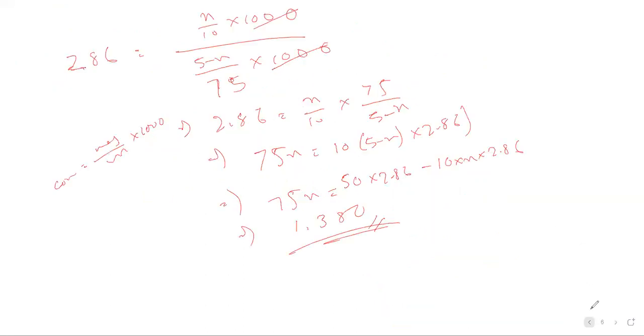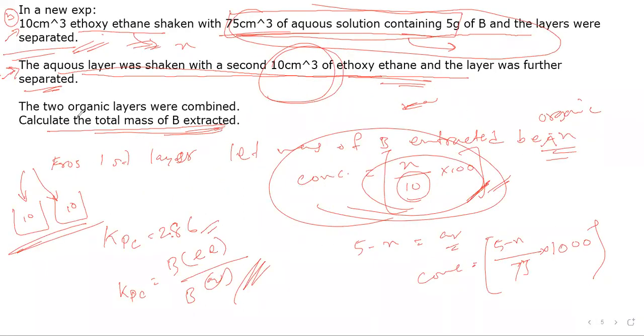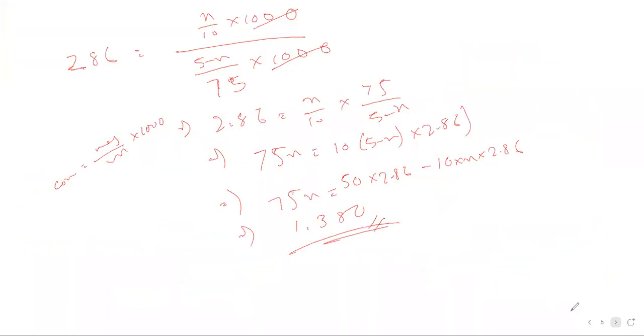If we go to the previous page, it says the two organic layers are combined. So that means the layer from this one, where did it go?